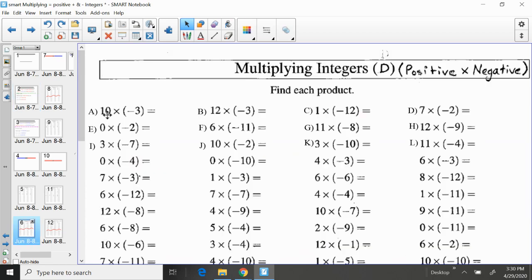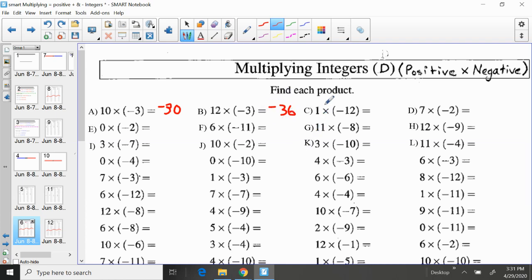I also know that 10 times 3 is 30. So my answer should be negative 30. Okay, so here I have 12 times negative 3. Again, a positive times a negative, so I know my answer is going to be negative. Then I just ask myself, what's 12 times 3? That's 36. So my answer is negative 36.